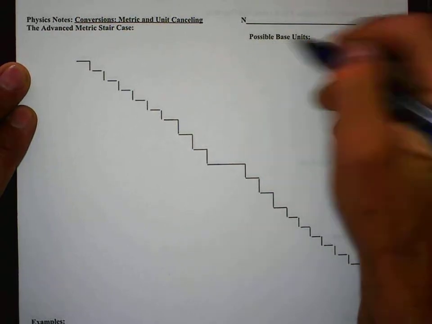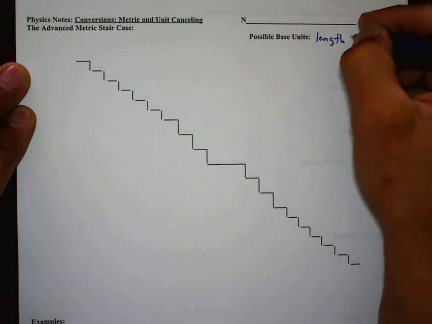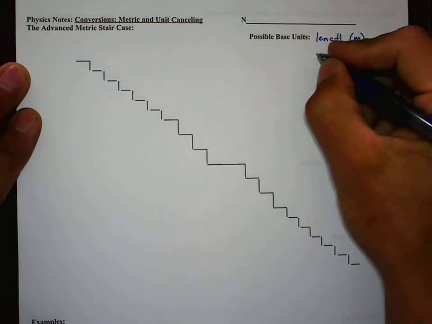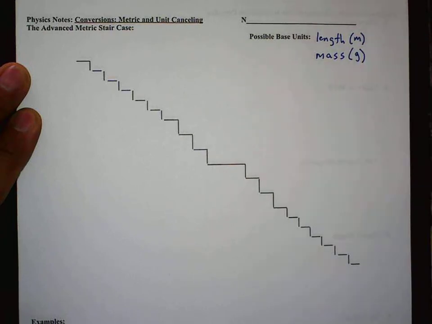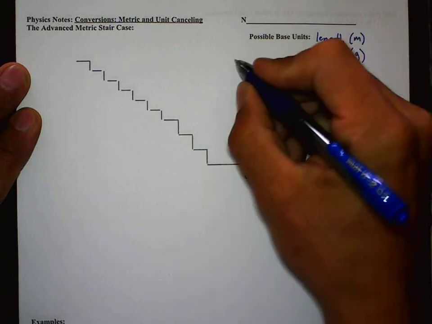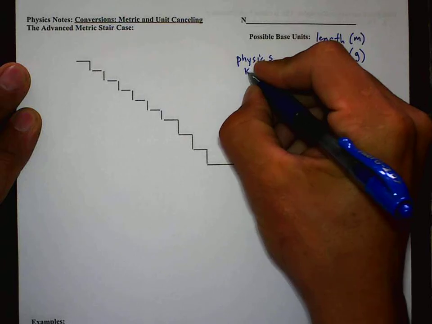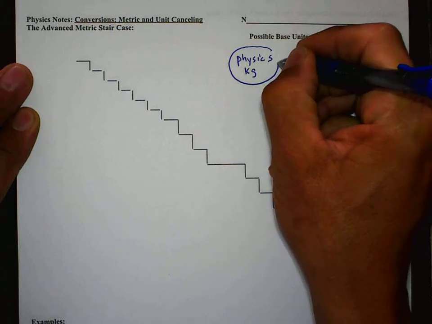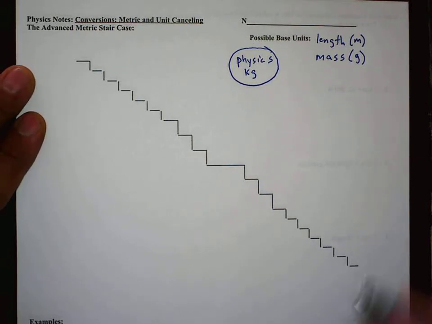All right, things we use it for, base units. Length. Our base unit is the meter. Mass. Base unit is the gram. Now in physics, we use the kilogram for everything. So we will always be converting to kilograms, but it's not the base unit. The base unit is the gram. We'll talk more about that.